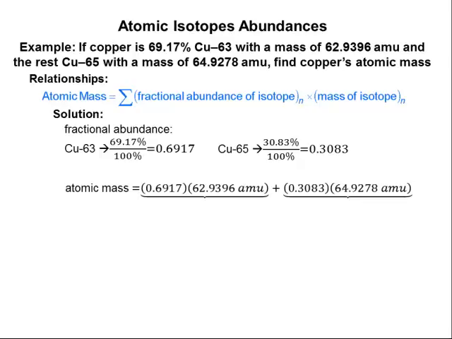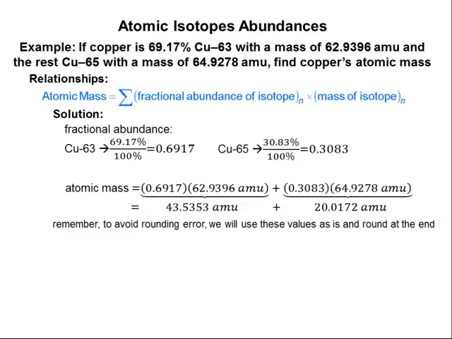So in order to do this calculation, we have to take the fractional abundance times its atomic mass, and we have to do that for both the copper-63 and the copper-65, and then we add those values together. For the copper-63, we'd get a mass of 43.5353 AMUs. For the copper-65, we get 20.0172 AMUs. All right, now, to avoid rounding error, we're going to use those values as is, even though each one of them should only end up with 4 significant figures.